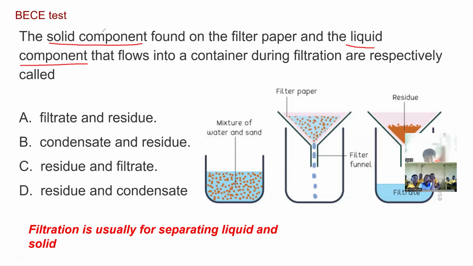Okay, let's start with solid first. What is the solid component called? Yes, it's called the residue, right? And the liquid component is called, I think I heard C, which is right. The liquid component is called the filtrate. So that's why the answer is C. There is a solid component called residue and a liquid component called the filtrate. Good job to everyone for getting this question right. This was a question about filtration. The answer is C.